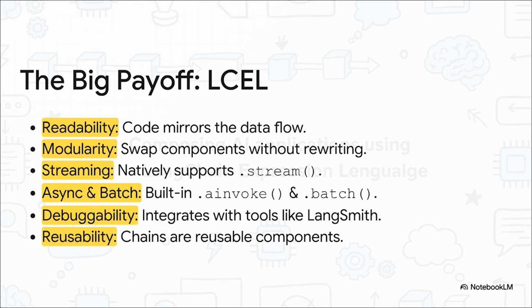Your code is obviously way more readable and modular, but you also get streaming built in. Want to stream tokens back to the UI like ChatGPT does? Just call .stream. It's that easy. Need to run things asynchronously or in big batches for performance? There are methods for that too. Plus, debugging becomes so much easier with tools like LangSmith. And because a chain is just another component, you can reuse them everywhere. It's an incredibly powerful ecosystem.